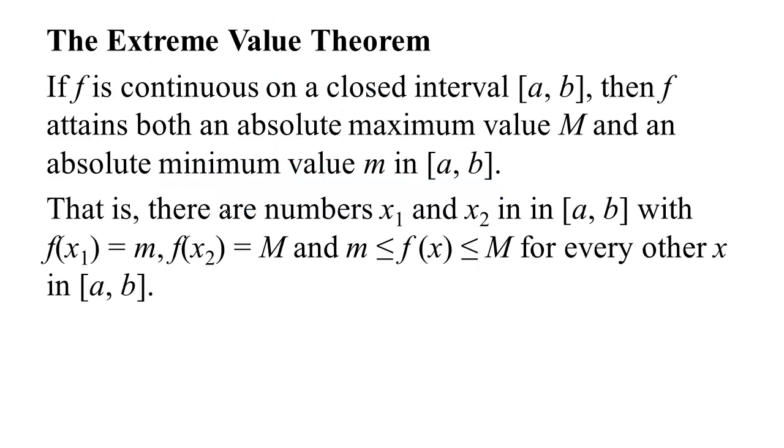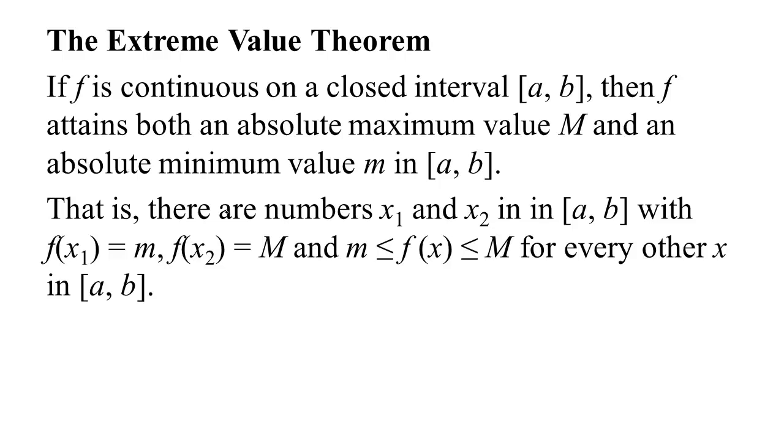Okay, well, I've been saying this over and over again. It's something called the extreme value theorem. It says if f is continuous on a closed interval [a, b], then f attains both an absolute maximum value, capital M, and an absolute minimum value, little m, on that interval, not necessarily in it. And that's either going to be at a place where the derivative is 0 or undefined in the interior, or at one of the endpoints.